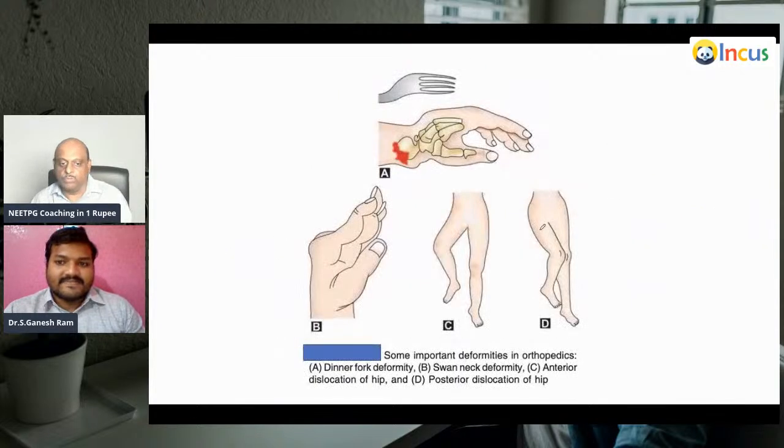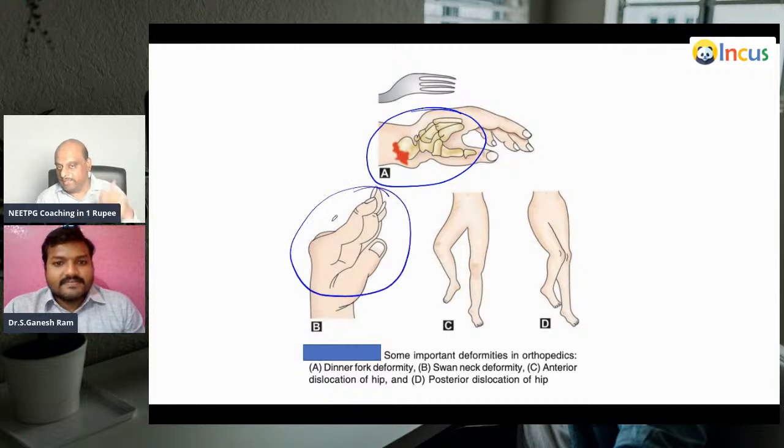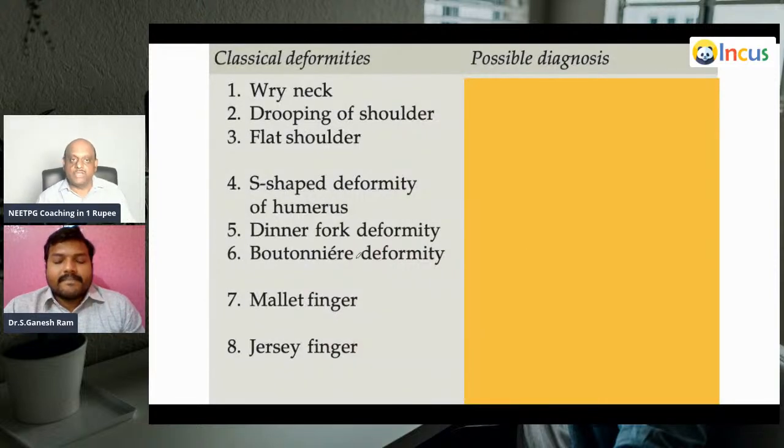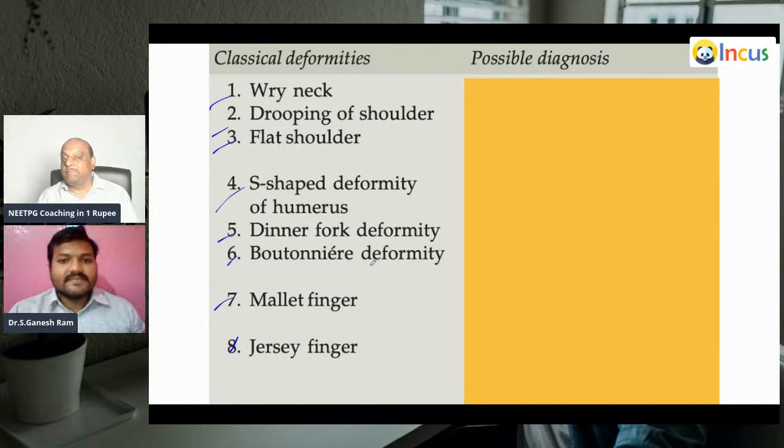Excellent. So there are certain deformities that we need to remember. The dinner fork deformity, as all of you know, and the swan neck deformity. This can be an image-based question in the entrance, which is quite common in people who have conditions like rheumatoid arthritis. And anterior dislocation of the hip and posterior dislocation of the hip. Now, doctor, I'm going to shoot a quick quiz for you. There are certain classical deformities, and I want you to quickly tell me where you see them. Where do you see wry neck?